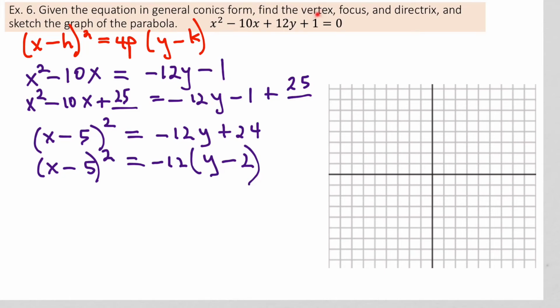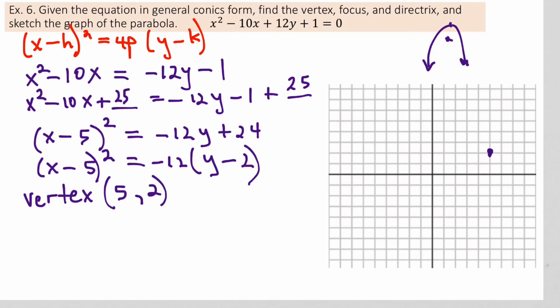All right, now let's see what else we need to do. So we need our vertex. So our vertex we can get from h, k. So our vertex is opposite sign 5, opposite sign 2. So 5, 2. So this is our vertex right here. All right, so this is an x squared parabola, so that means it's going to be either pointing up or pointing down. I have a negative here, so my parabola is going to be pointing down. So my focus is going to be down from the vertex. It's going to be pointing that way.